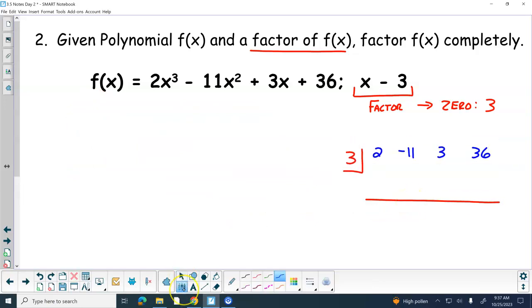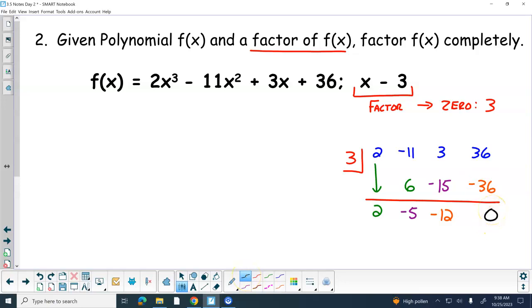You'll see why here in a minute. Okay. Drop it like it's hot. Gives me 2. 2 times 3 is 6. Negative 11 plus 6 is negative 5. 3 times negative 5 is negative 15. Negative 15 plus 3 is negative 12. Negative 12 times 3 is negative 36. Those add together to be 0.